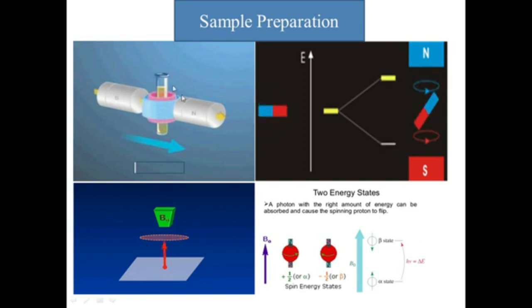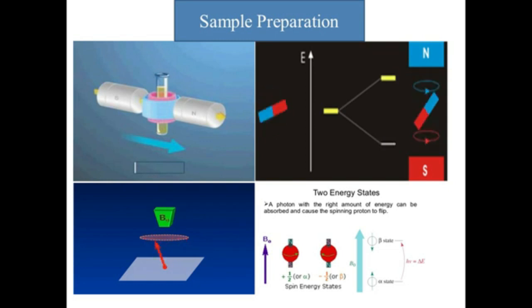So suddenly the spinning is there. The magnet has a north and south pole. In the case of our molecule, it has spinning. The proton which receives the right amount of energy can be observed. In the case of the spinning, the proton flips, for example from alpha state to beta state. The energy value h nu is equal to delta E.